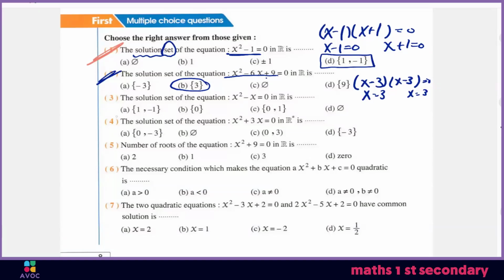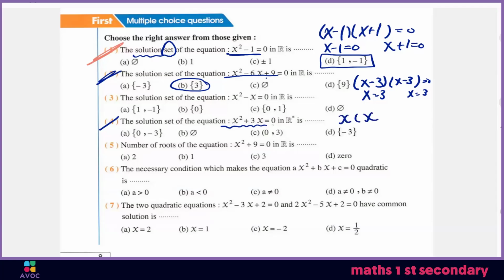Look at question number 4. x power 2 plus 3x equals 0 in R star. R star means all real numbers except 0. Here, how to solve this equation? Here, you can notice that there is a common factor, which is x.